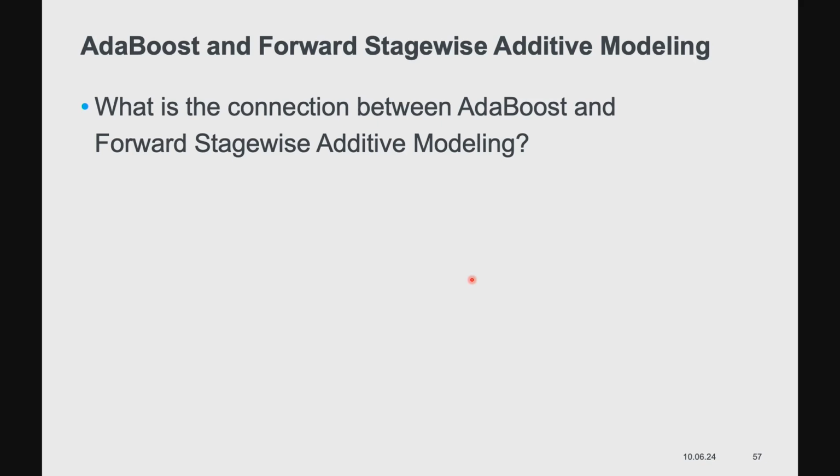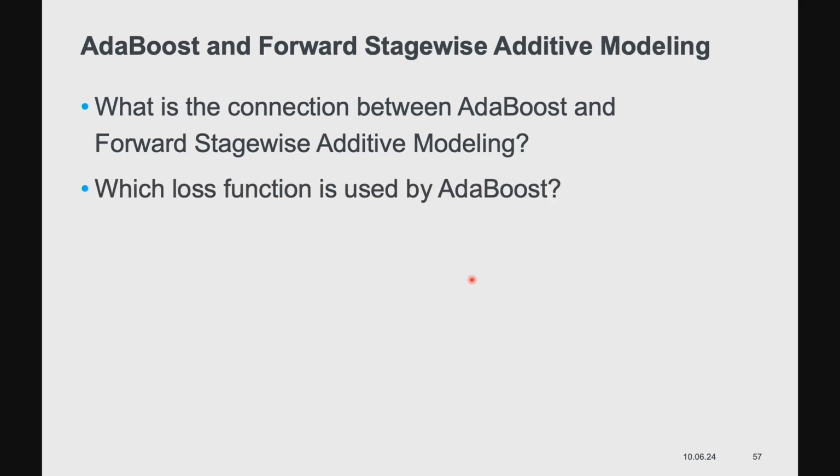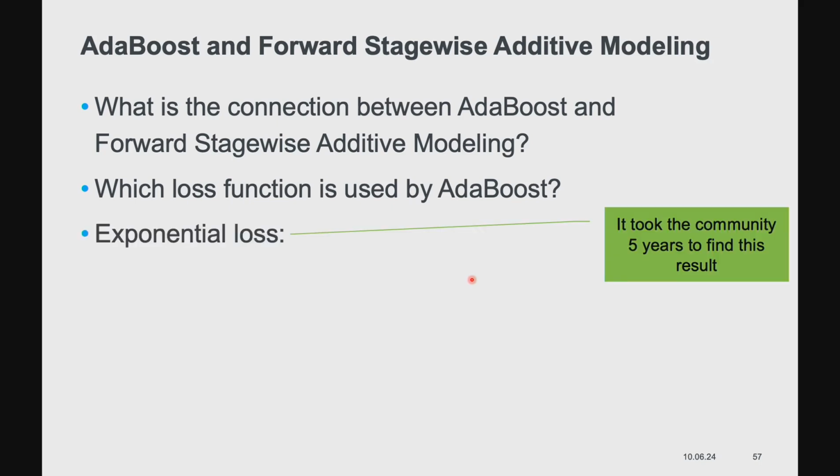So how can we now connect AdaBoost and forward stage-wise additive modeling? Well, that depends on the loss function. And the loss function that we use for AdaBoost is exponential loss. And the funny thing was that AdaBoost was invented in the late 90s. I heard some tutorial by, I think it was Freund or Schapire, one of the two, at the IJCAI 99 in Stockholm. And at that time, people didn't even know that the AdaBoost scheme would actually use an exponential loss. It took the community 5 years to find this out.